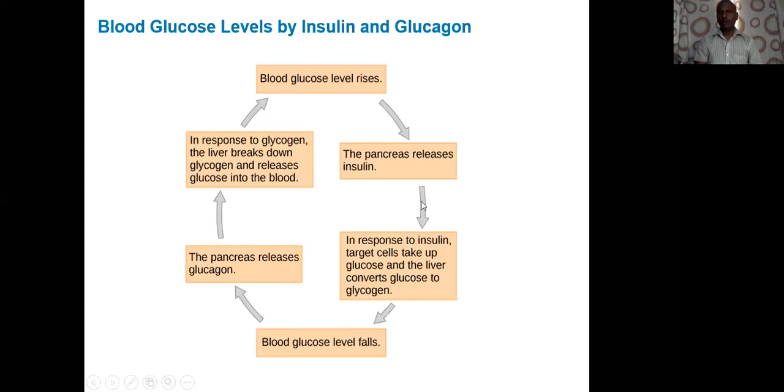So these are the two opposite actions. One reduces the glucose levels in plasma, and the other one increases the plasma glucose levels. So if there is a rise, or if there is a fall, okay.